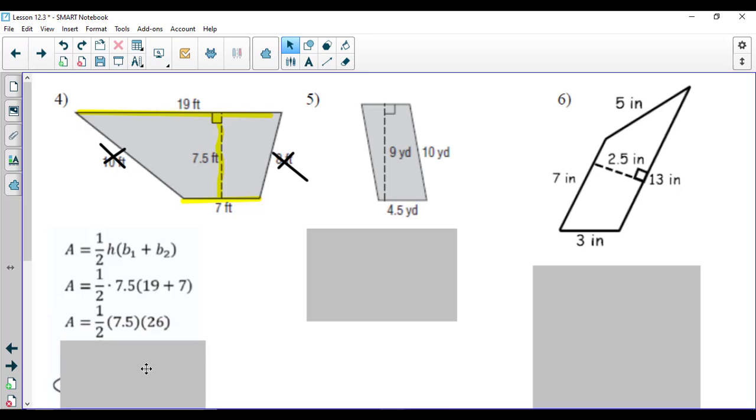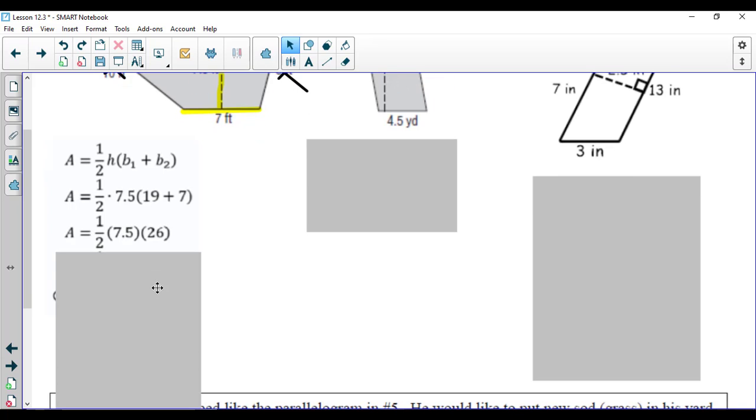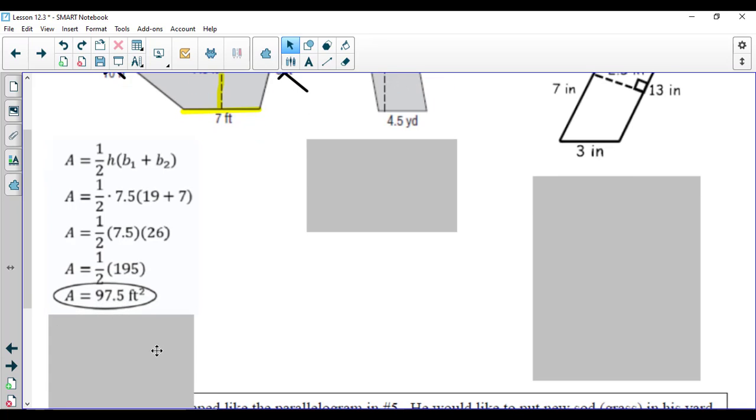So we'll do half times 7.5 times 19 plus 7. I do like to do that 19 plus 7 first before I plug it all into my calculator. It's really important that the 19 plus 7 is in parentheses. If it's not, your calculator is going to multiply by 19 and then just add 7 onto that answer. So I would just do 19 plus 7. And then plug half times 7.5 times 26 into my calculator.